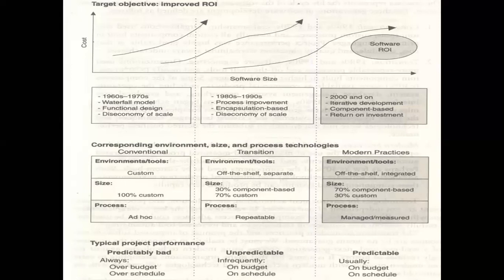And typical project performance is predictably bad in conventional models. In transition, it was unpredictable, depending on the budget and schedule, and in modern practices, most of the time it is predictable. So that's it.